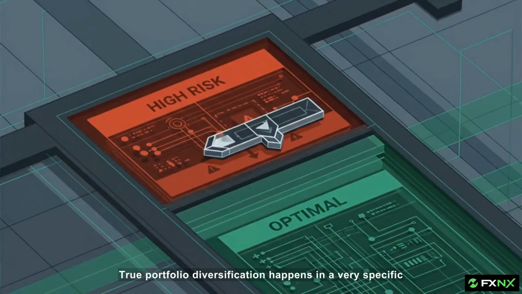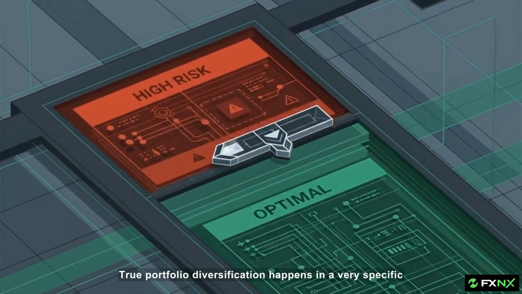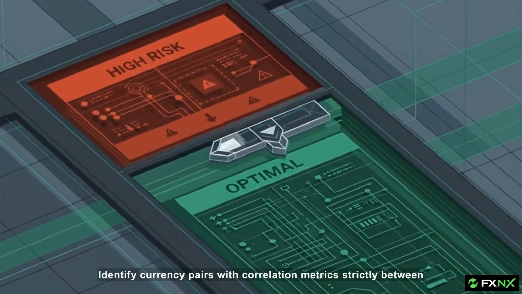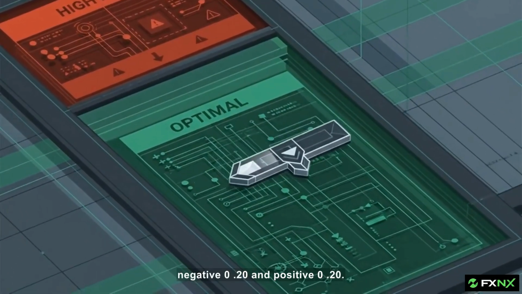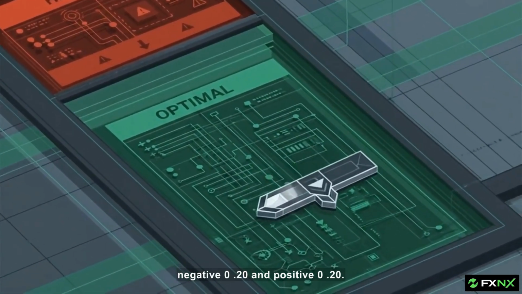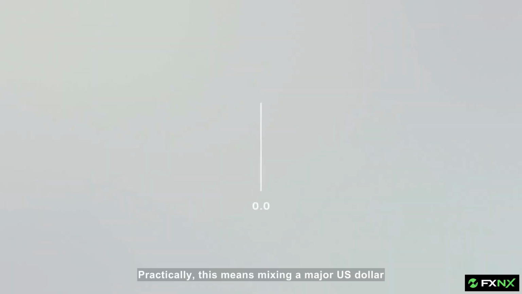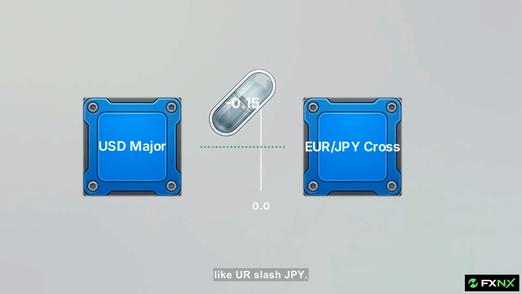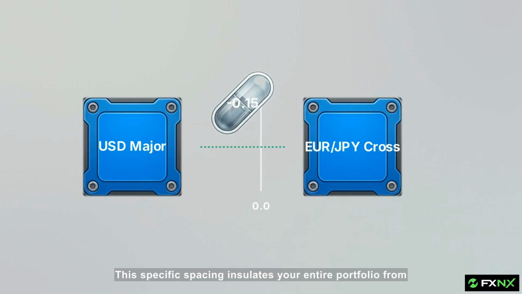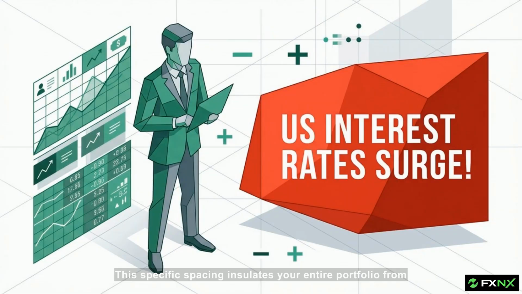True portfolio diversification happens in a very specific mathematical safe zone. Identify currency pairs with correlation metrics strictly between negative 0.20 and positive 0.20. Practically, this means mixing a major US dollar pair with a cross pair, like EUR/JPY. This specific spacing insulates your entire portfolio from collapsing over a single headline about American interest rates.